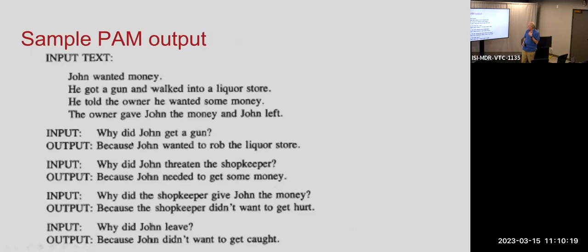Why did John get a gun? Because John wanted to rob the liquor store. Why did John threaten the shopkeeper? Because John needed to get some money. Why did the shopkeeper give John the money? Because the shopkeeper didn't want to get hurt. Why did John leave? Because John didn't want to get caught.